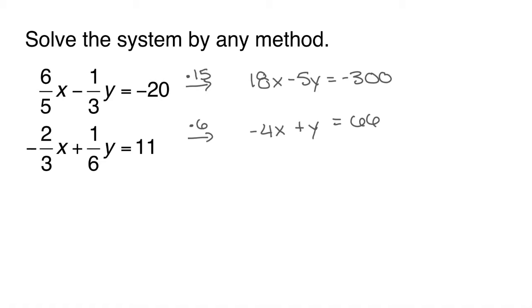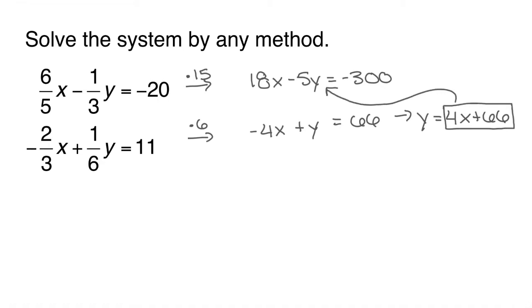Notice that the coefficient of y in the second equation is 1, and so we can solve for y and use the substitution method. Solving for y, we have y equals 4x plus 66. Now we can substitute 4x plus 66 in for y in the first equation.